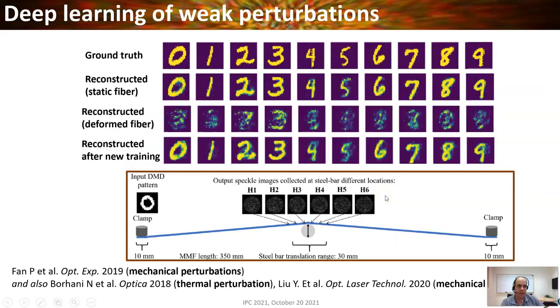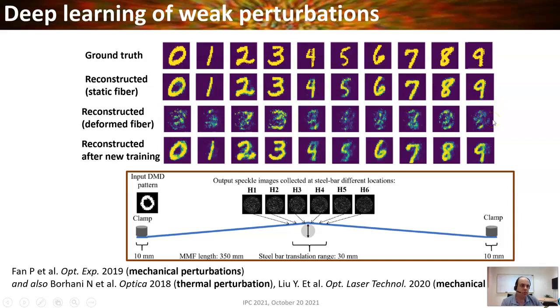Several studies have tested how well the network handles perturbations. For example, in this work by Fan et al., the network was first trained to reconstruct images from an MNIST digit dataset. As you can see in the first two rows, the reconstruction works quite well. The top row is the ground truth, and then below it is the reconstruction obtained for a static fiber. But now if something in the fiber moves, in this example, a rod that bends the fiber was moved by just a few centimeters, and then the network failed to reconstruct the image. This is what you see on the third row here.